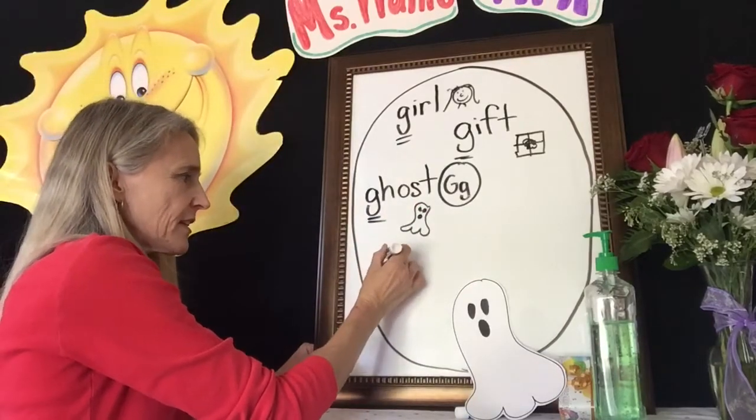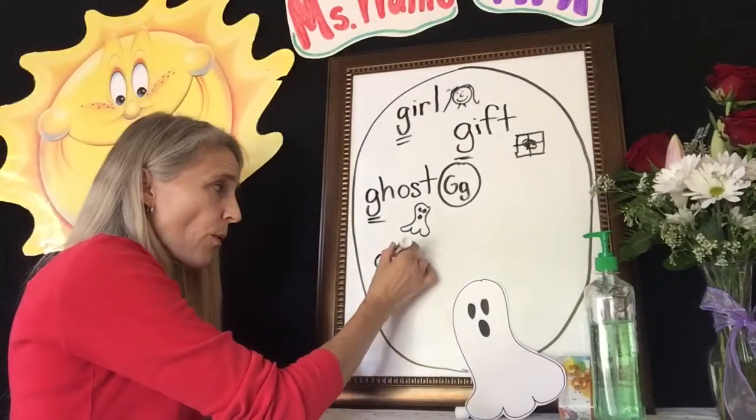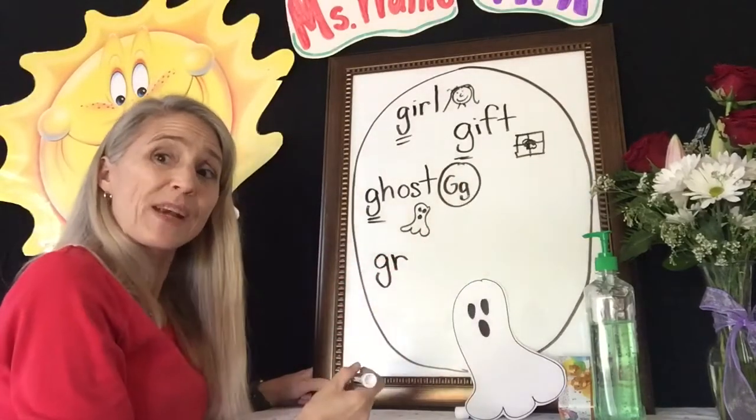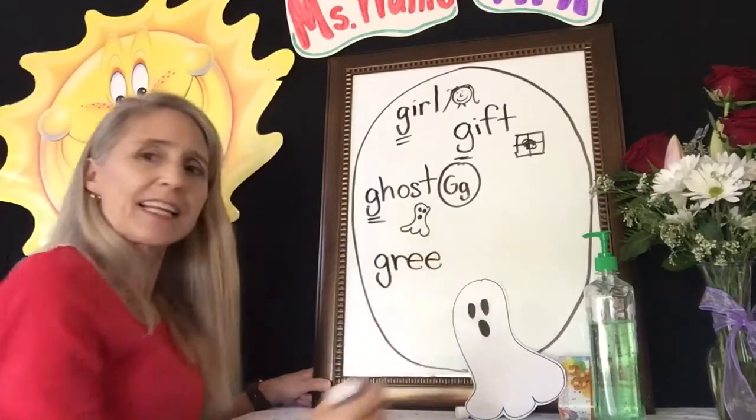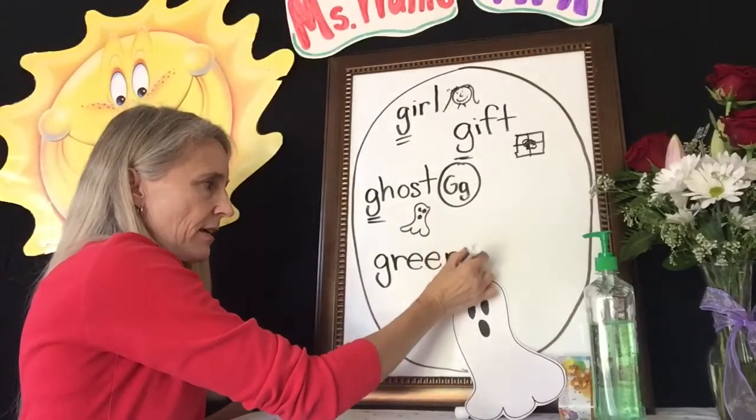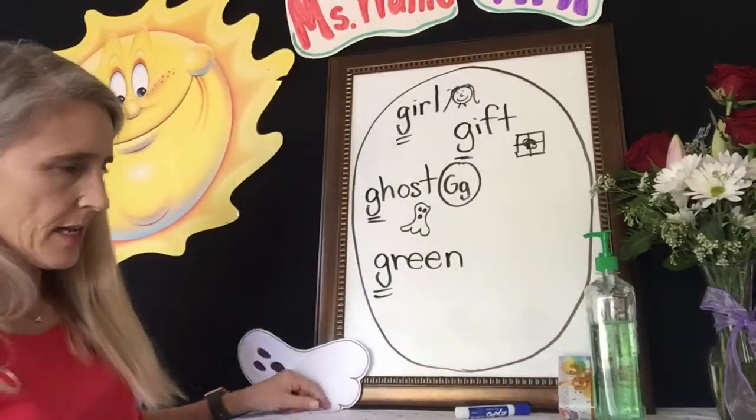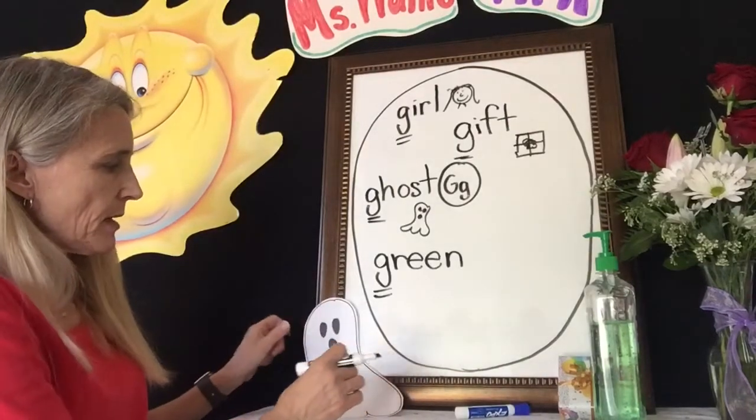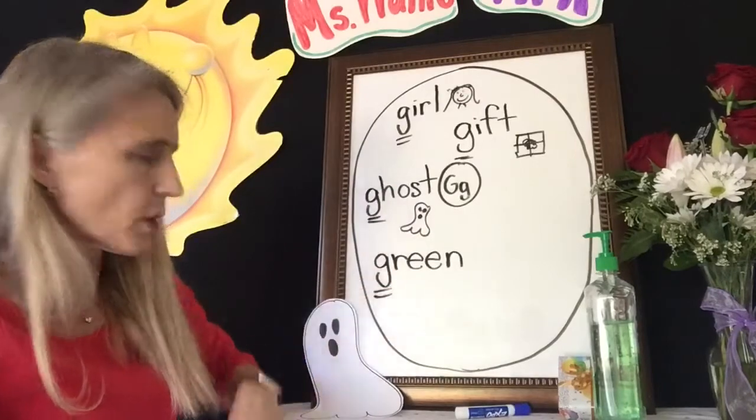So we'll write that. Green has actually two E's. Green, and the last sound, green, is your N. Okay? Green, good. And if I had a green pen, I could put some green on there, but I don't right now. That's okay. If you do, you could put a little green color right there, a green crayon or something.